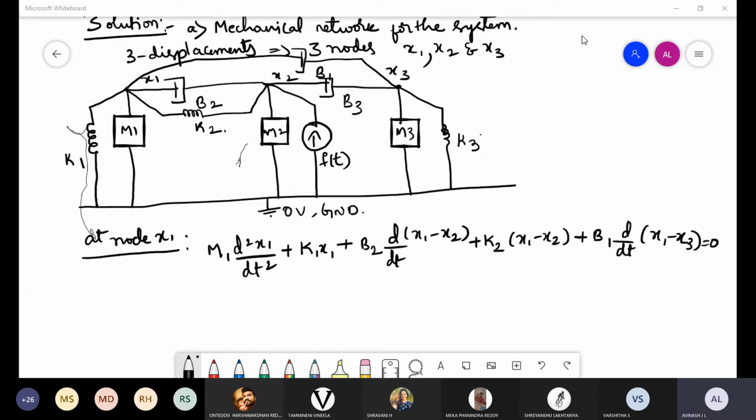So now similarly at node x2, okay, what is that equation we got? At node x3, what is that equation we got? So that also we'll write.